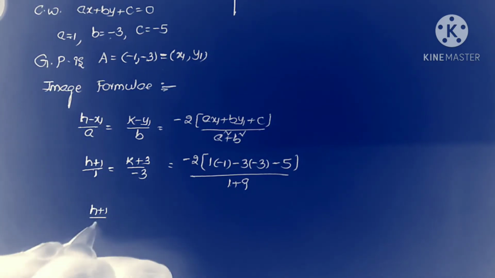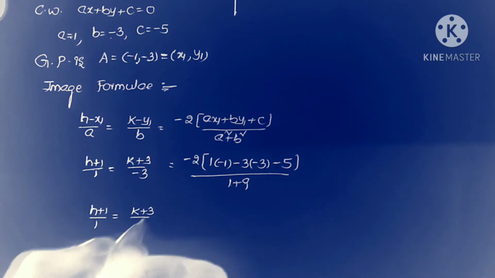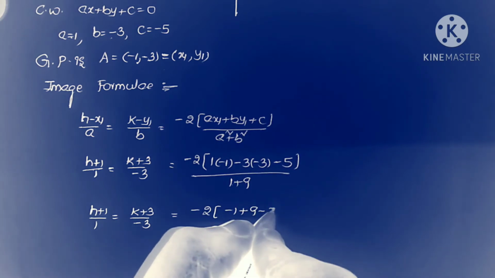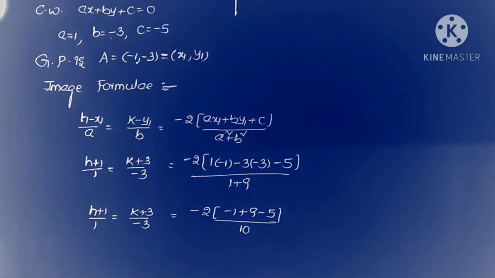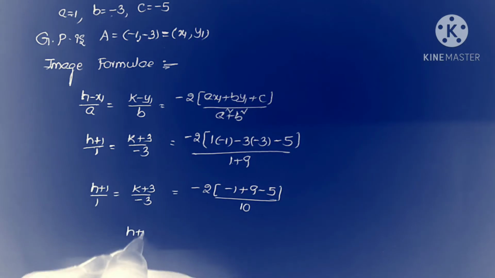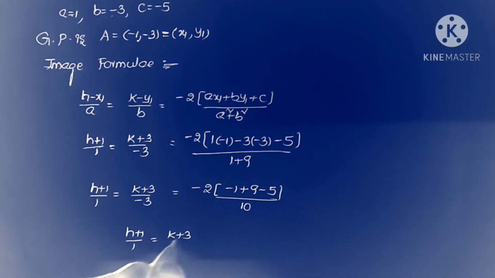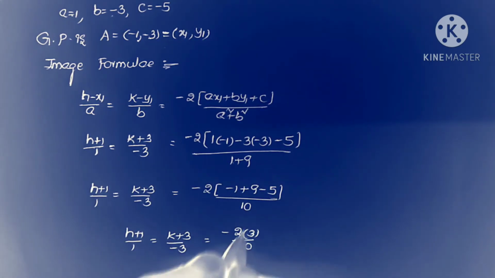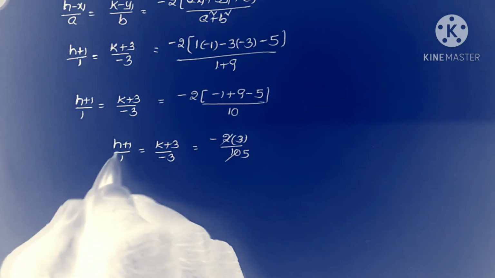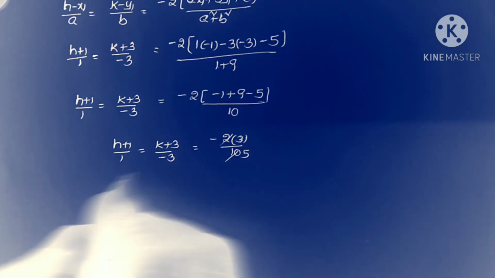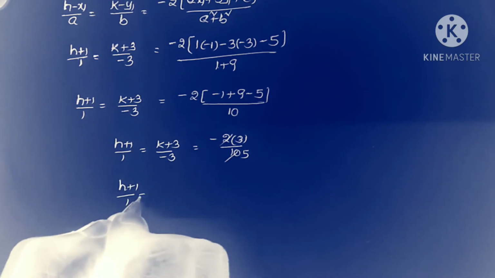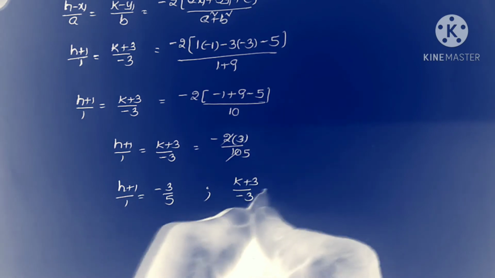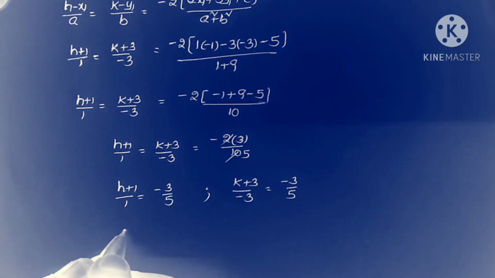That is, (h plus 1) by 1 is equal to (k plus 3) by minus 3 is equal to minus 2 into (minus 1 plus 9 minus 5) by (9 plus 1) which is 10, and this is equal to (h plus 1) by 1 is equal to (k plus 3) by minus 3 is equal to minus 2 into (9 minus 6), which is 3, by 10. Now it is cancelled by 5 times. Now equating the first value to the last value and the second value to the last value, that is (h plus 1) by 1 is equal to minus 3 by 5, and (k plus 3) by minus 3 is equal to minus 3 by 5.